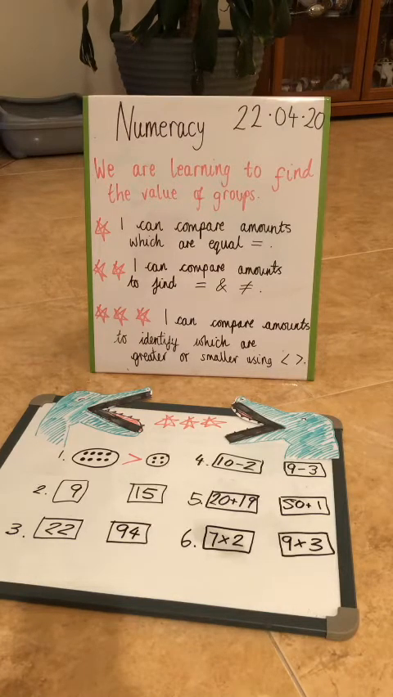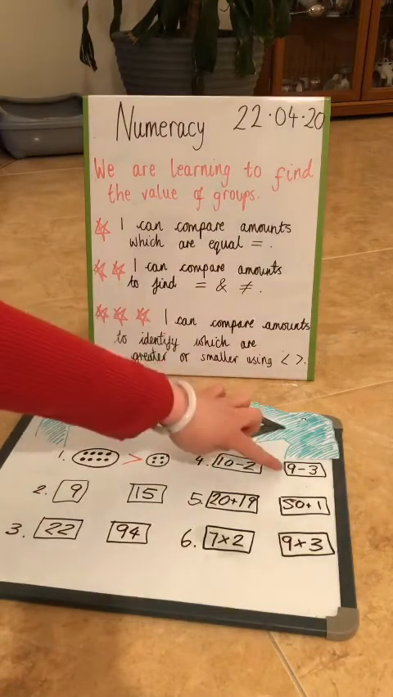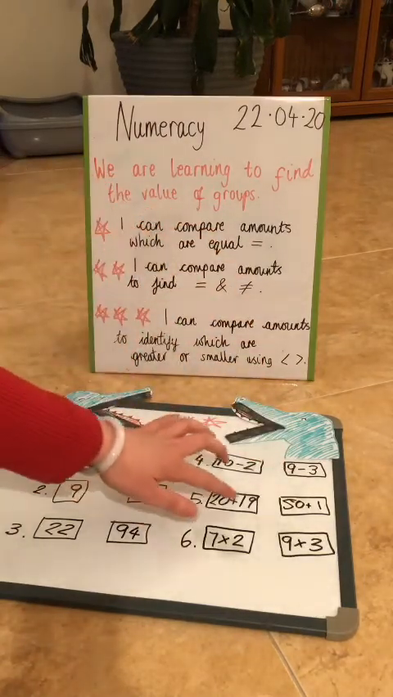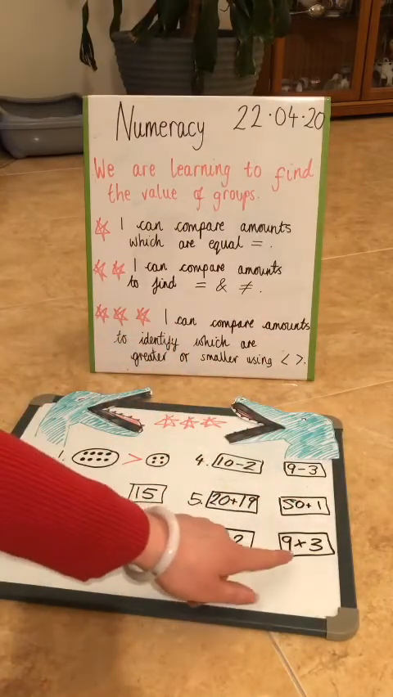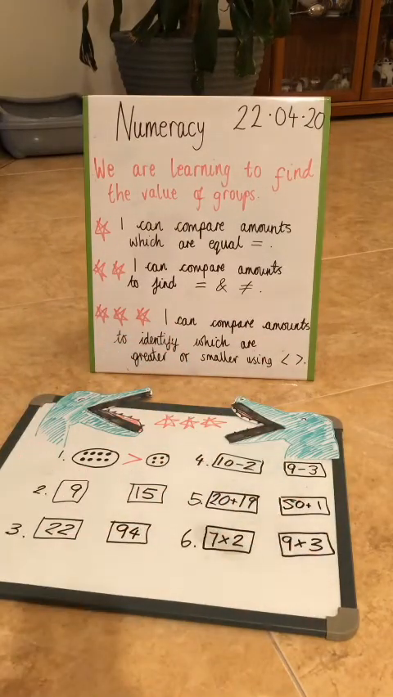Okay, your next question is, which is greater than or less than? Is it 9 and 15? Then we've got 22 and 94. 10 take away 2 and 9 take away 3. 20 add 19 and 50 and 1. And 7 times 2 and 9 times by 3. So make sure you give this a wee pause now and have a go at it, please.